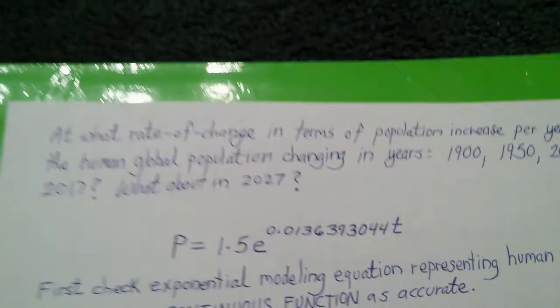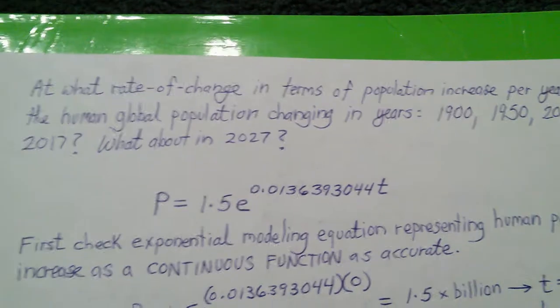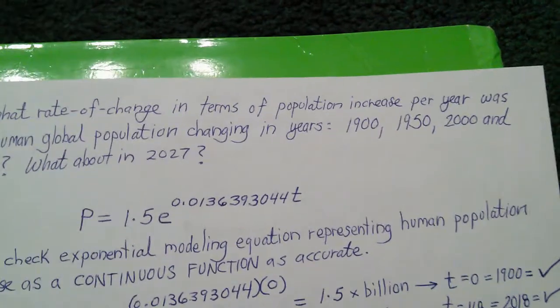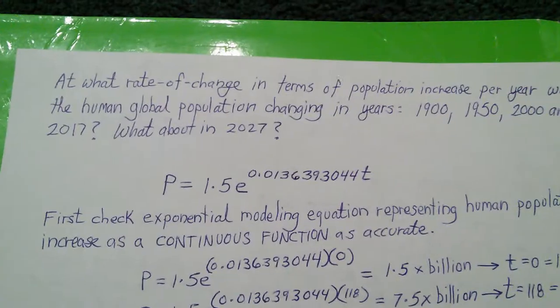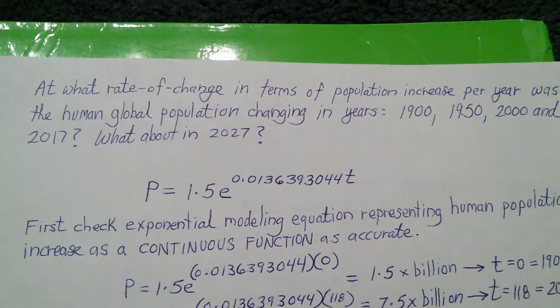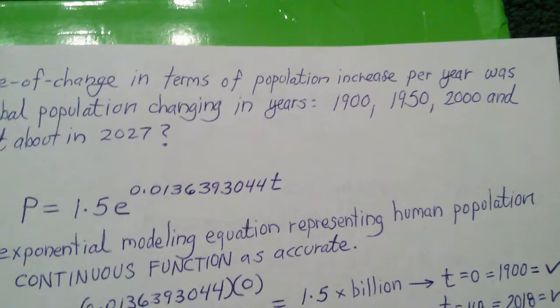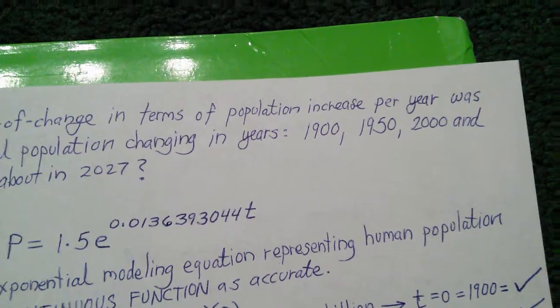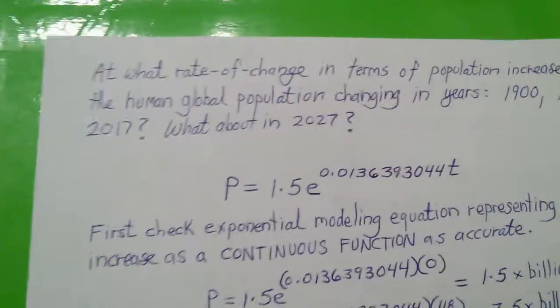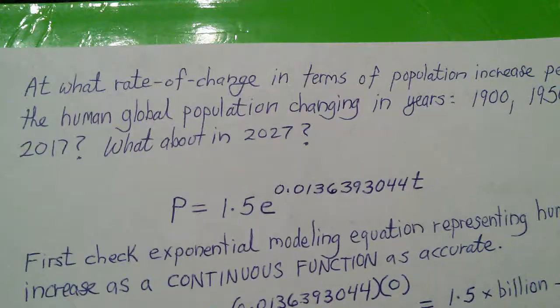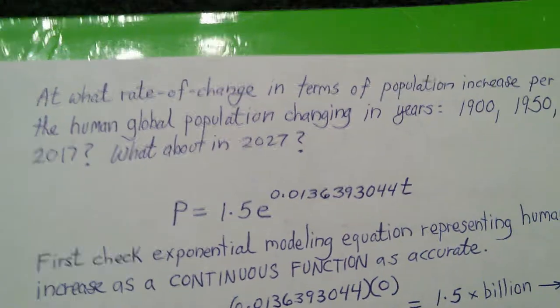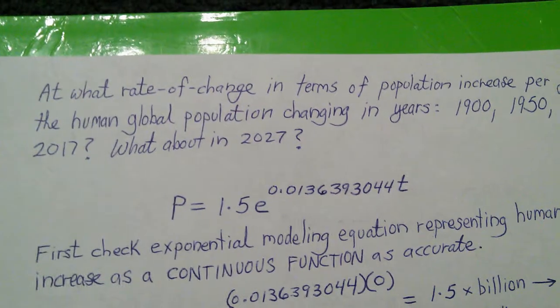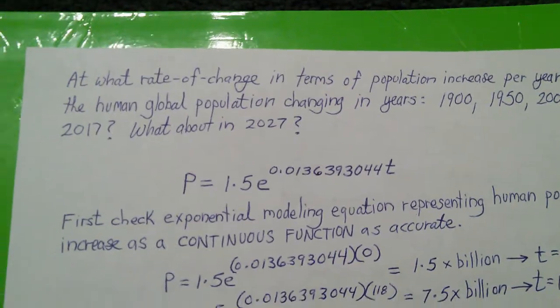Now, another important question to ask is at what rate of change, in terms of population increase per year, was the human global population changing in the years 1900, 1950, 2000, and 2017? And then also, what about 2027, right before we reach 8.6 billion people on Earth?